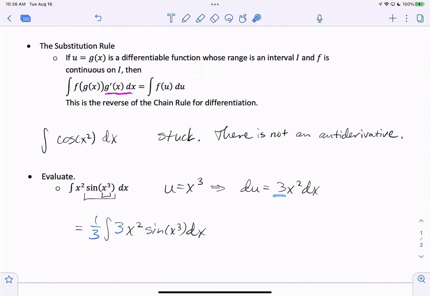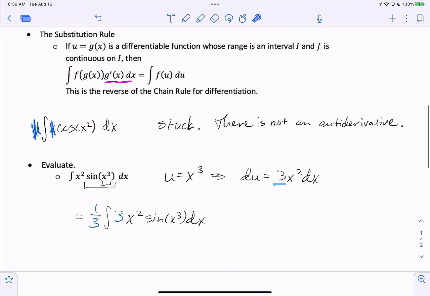I cannot multiply by x and divide by x because this x is inside of an integral, this x is outside of an integral. These are not the same x's, if you will. But constants pass through integrals, right? I could pull out this 3 if I wanted. So now I've made it so that I have what I'll call a du inside of the integrand.